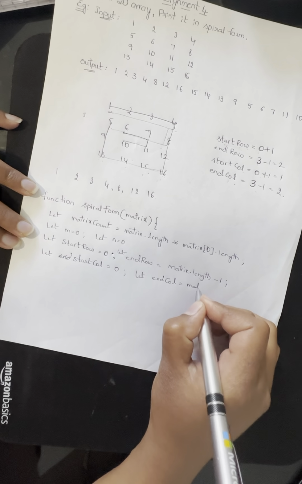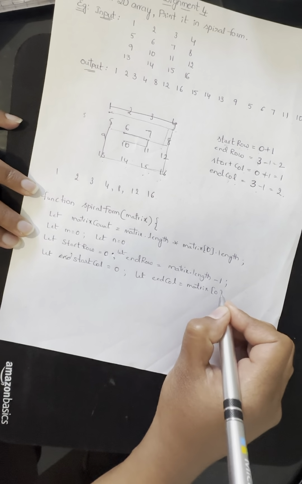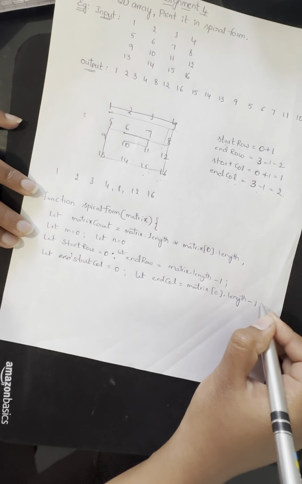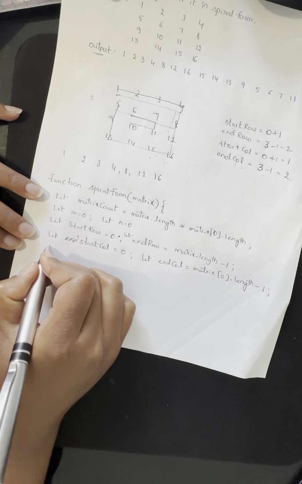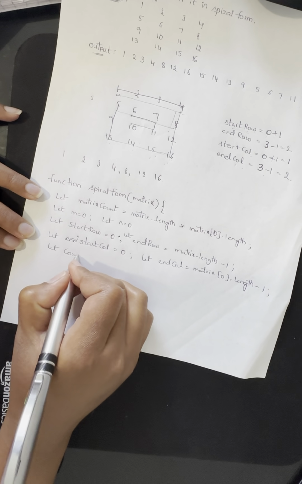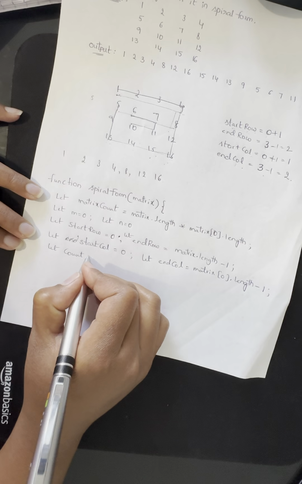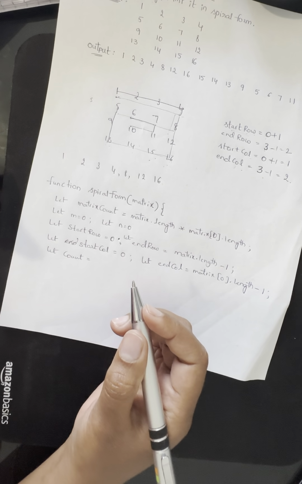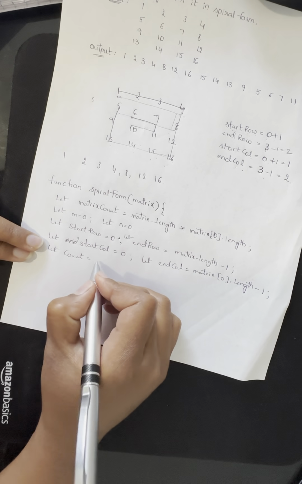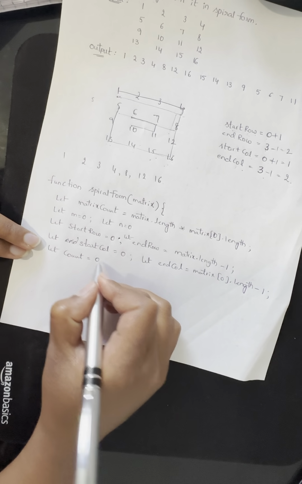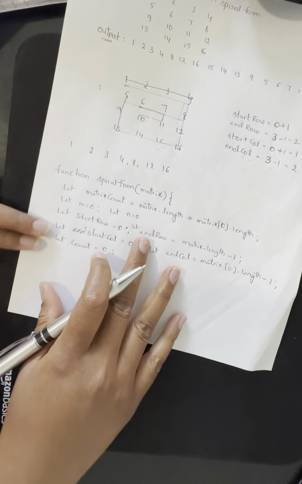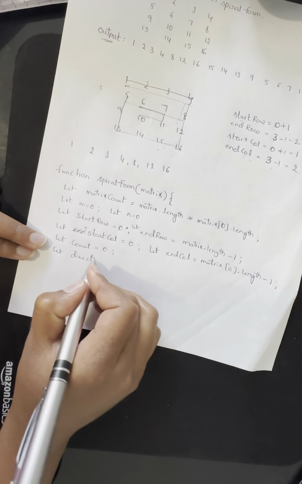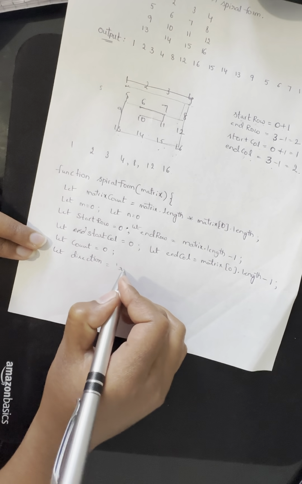End column is matrix of 0 dot length minus 1. So we need to have a count so that we will know once we finished all the elements. So let's start with 0, and direction we start with the right.